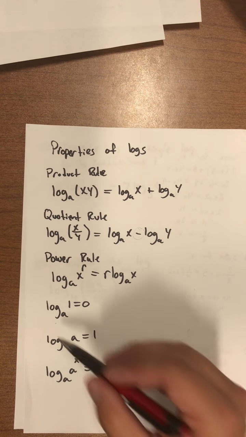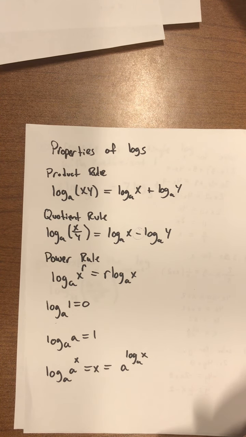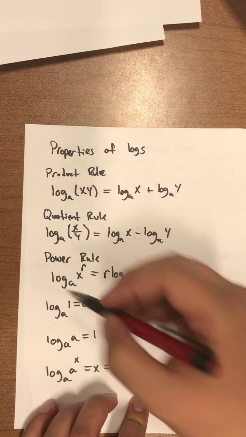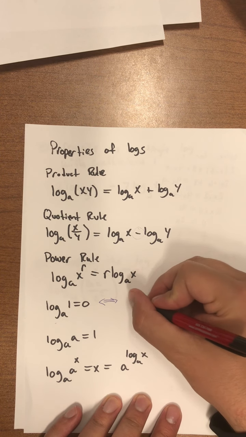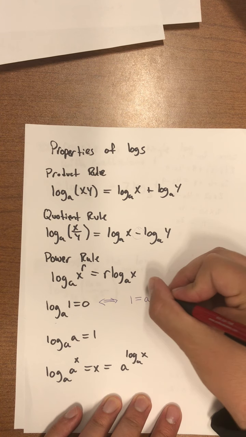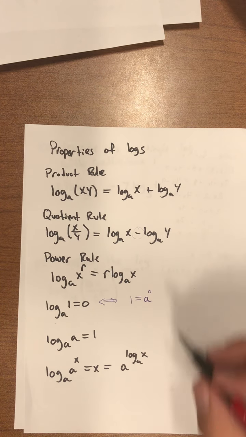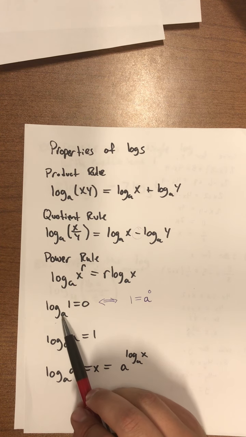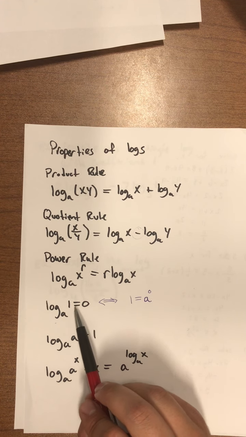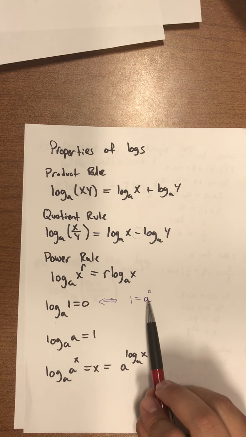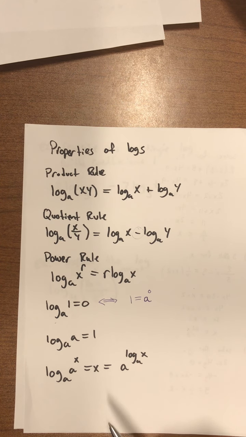This right here isn't necessarily a property, but we need to know that log base a of 1 equals 0, so it doesn't have a name. When I say it's not a property, I mean it doesn't have a fancy name like this. Let's do the log to exponential transformation, and we can clearly see, because we're probably pretty comfortable with exponents, that this is a true statement. So log base a of 1 equals 0 is the same thing as saying 1 equals a to the 0. So any non-zero number to the 0 power is 1.